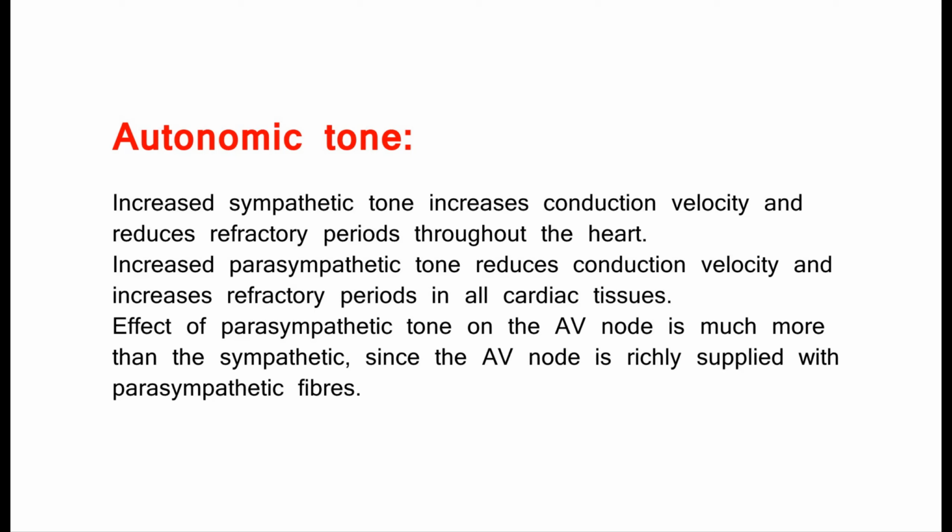Autonomic tone. Increased sympathetic tone increases conduction velocity and reduces refractory periods throughout the heart. Increased parasympathetic tone reduces conduction velocity and increases refractory periods in all cardiac tissues. Effect of parasympathetic tone on the AV node is much more than the sympathetic, since the AV node is richly supplied with parasympathetic fibers.